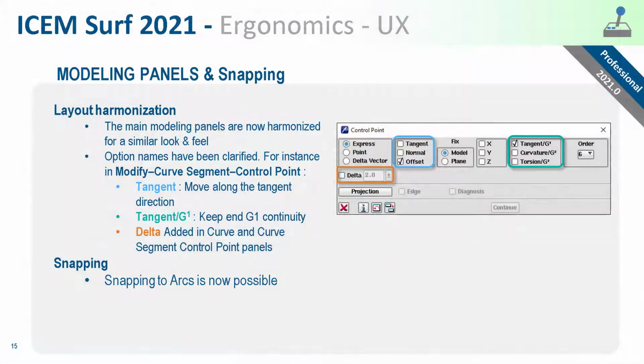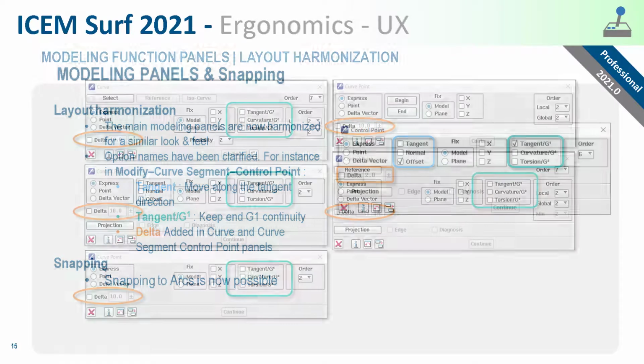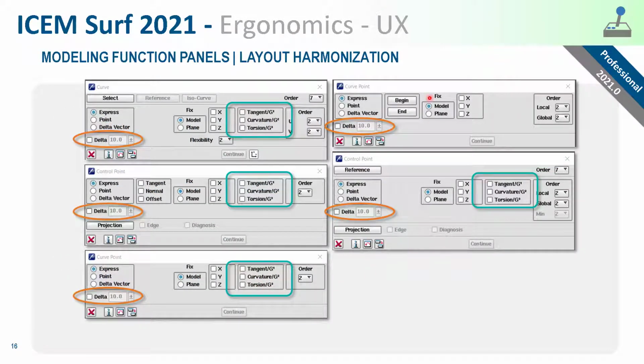In ICEMSurf 2021, we have harmonized many of the curve creation and modification commands to have the same look and feel with consistent names and options. So here we have the direction lock, and here we have the connection lock. So this is a tangent connection lock or curvature or torsion. We've added delta to all the commands as well. We've also enabled snapping to arcs for the first time. So let's take a look here at all of them together. So you can see that they all look very similar now. So this will make it easier to learn and to understand.